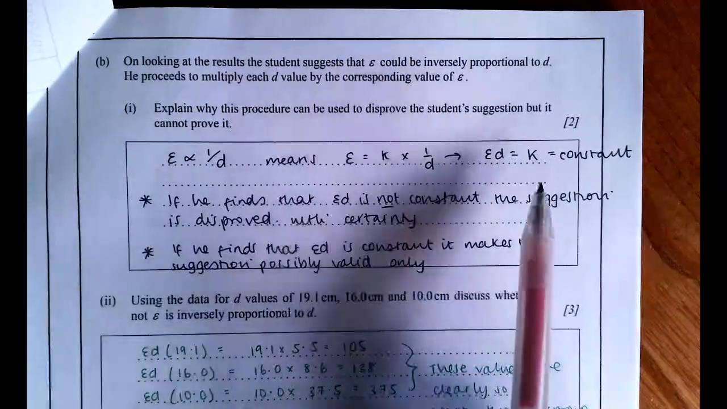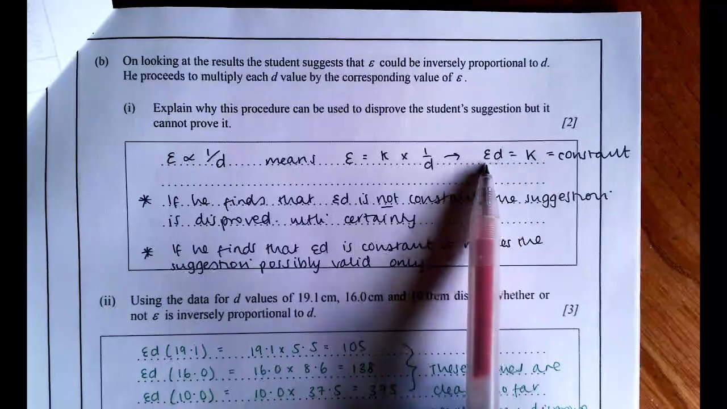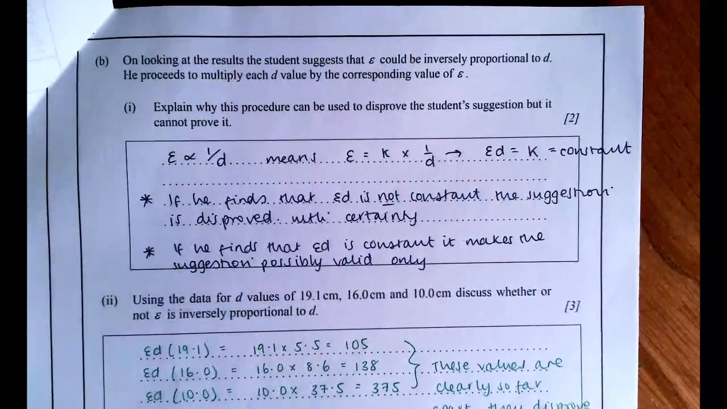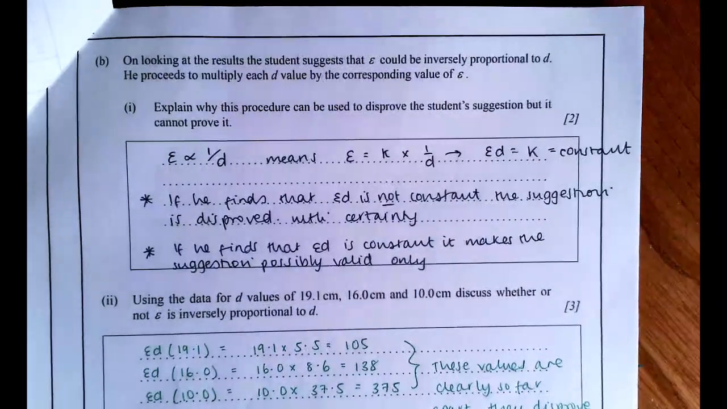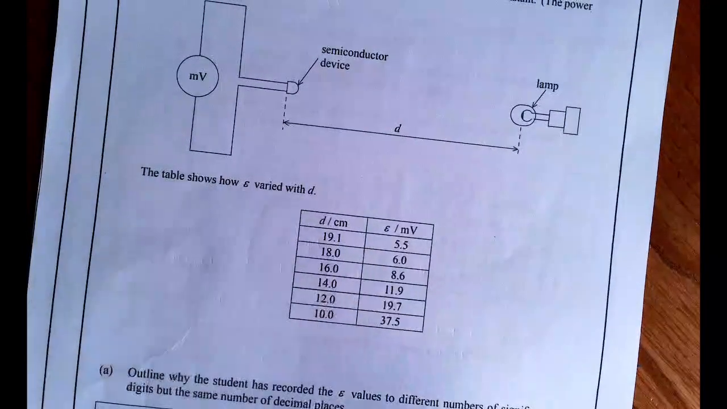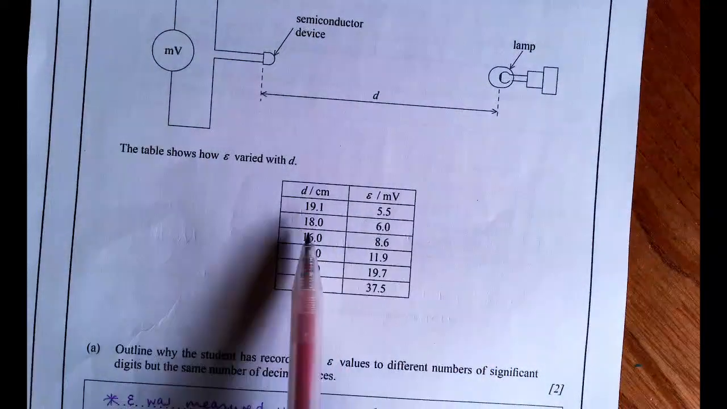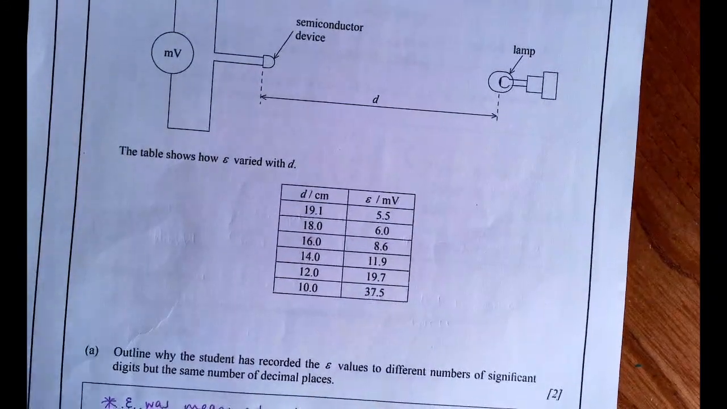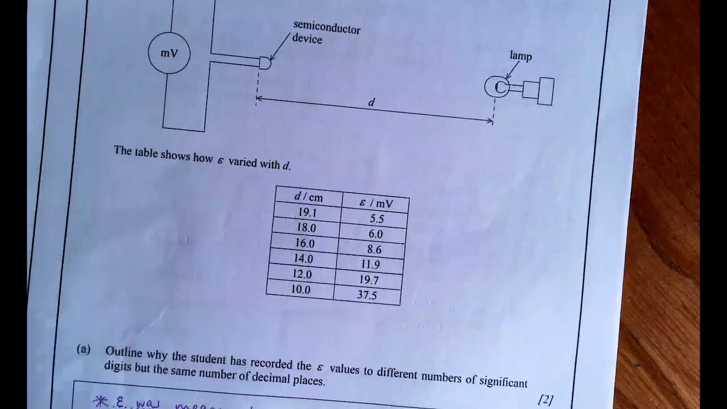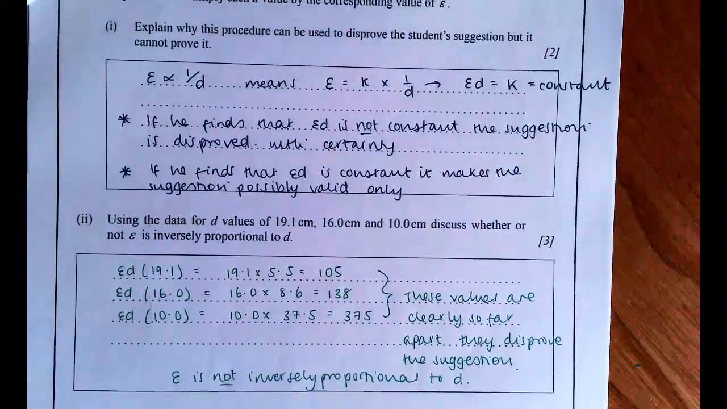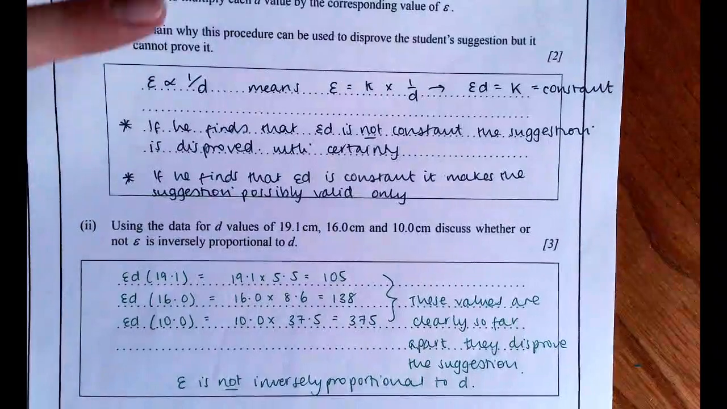So when he then takes his values of EMF and distance and multiplies them together, if he finds that they are not giving constant values, he knows he's disproved the suggestion. So with the table, if we multiply 19.1 by 5.5 and get a value and then compare it to 18 multiplied by 6, if the values are very clearly different when we multiply these together, we know that the suggestion isn't true. Okay?